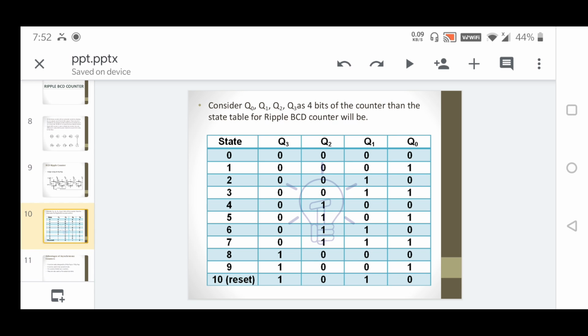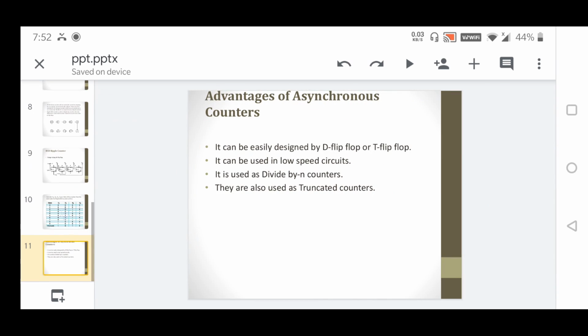Now I would like to end my topic with my last slide, that is advantages of asynchronous counter. The first is it can be easily designed by D or T flip-flop. The second, it can be used in low speed circuits. The third, it is used as divide by n counters, that means dividing the input clock frequency by n. And the fourth one is they are also used as truncated counters.